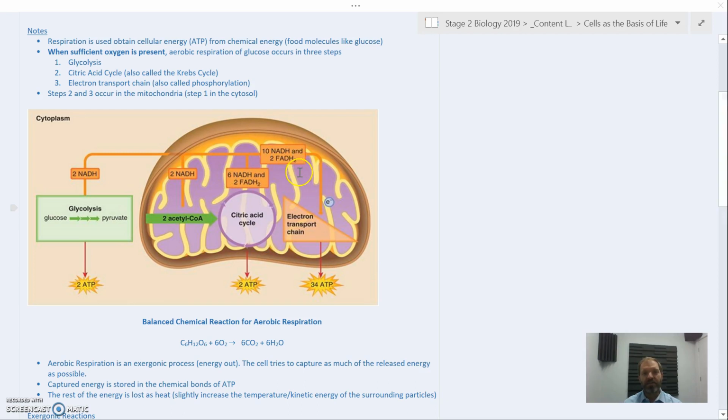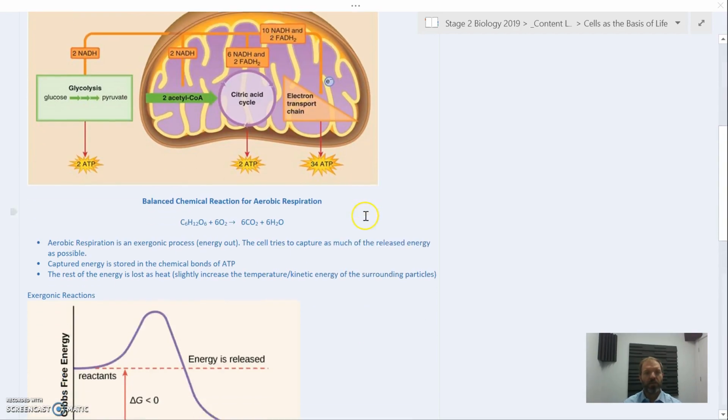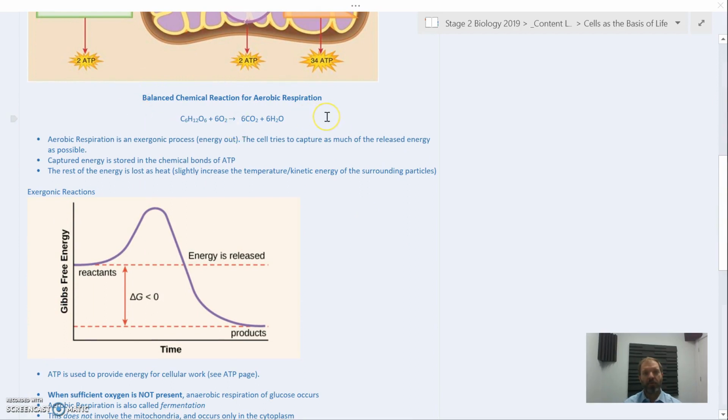You don't need to know the details of each of these steps, but just that there's 3 there and that they release a whole lot of energy. The first step happens in the cytosol and the other 2 in the mitochondria. Again, like with photosynthesis, there are multiple reactions happening here, but we only need to worry about a balanced chemical reaction that is a summary reaction for that process. So one glucose molecule and 6 oxygens are the inputs, releasing 6 CO2 molecules, 6 H2O molecules, and as I said, lots of energy. So be aware that there's energy out from this reaction.